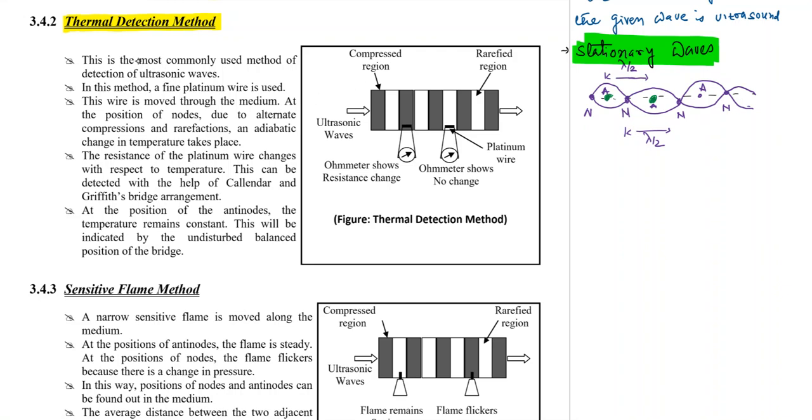This is the most commonly used method to detect ultrasonic waves. In this method, please remember that a fine platinum wire is used. So this is the platinum wire. Here it is written also. This is the platinum wire. Now see, as we pass the ultrasonic waves through this region, suppose these are the ultrasonic waves, then we know that some regions are compressed and some regions are rarefied.